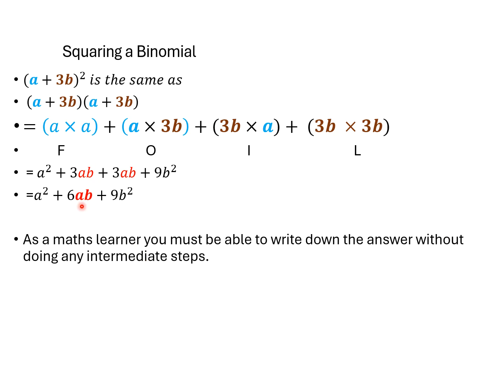So in short, if I go here, a times a is a squared. A times 3b gives me 3ab, times 2 would give me 6ab. 3 times 3, 9. B times b, b squared, 9b squared. Right, but yeah, let's look at another problem.